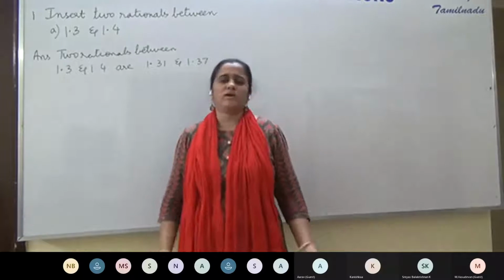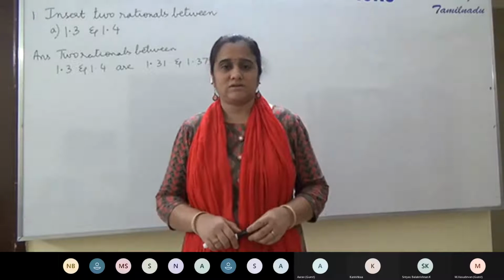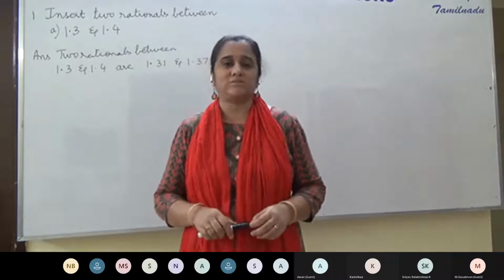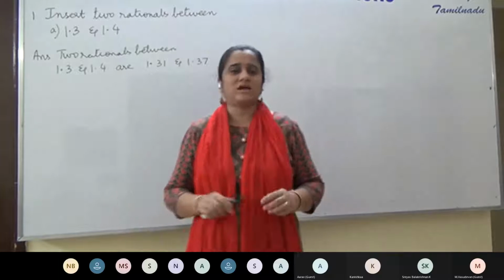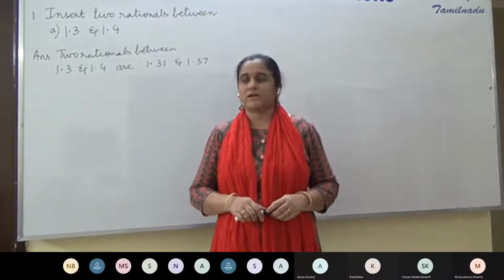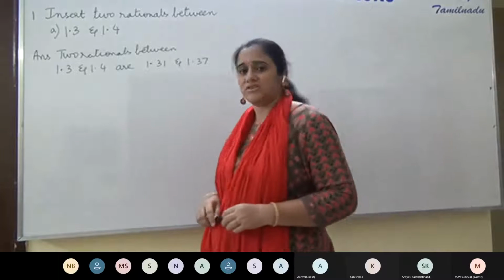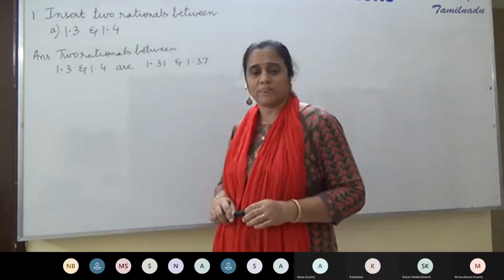Now, how do I know that they're rationals? Because it's a terminating decimal. 1.31 is a terminating decimal, and hence it's a rational number. 1.37 is again a terminating decimal, so rational number. And you can understand that 1.31 and 1.37 clearly lie between 1.3 and 1.4.